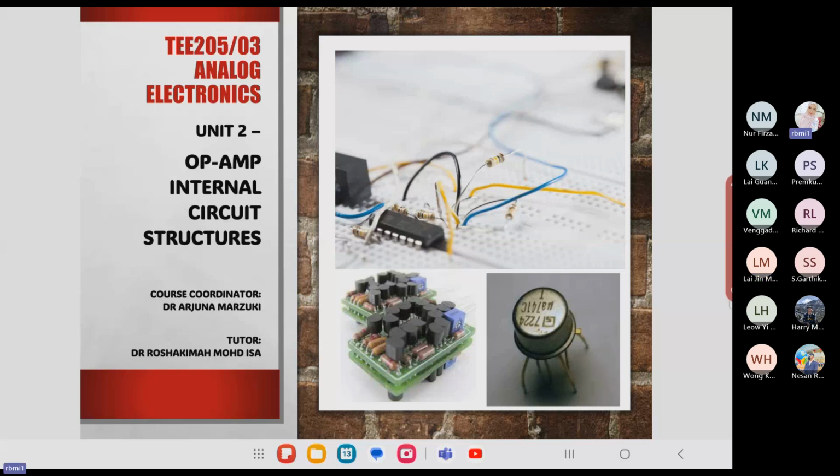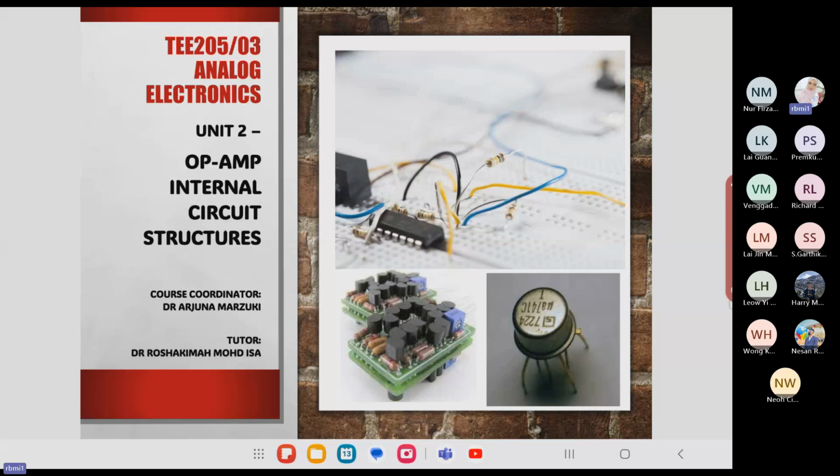Okay. So, as for today, we will have our tutorial 2, Unit 2 of internal circuit structures for analog electronics. And as for today, can we go for the lecture first, and then at the end we will discuss the lab session for next week. Is it okay with you guys? Yes, madam. Okay, thank you.